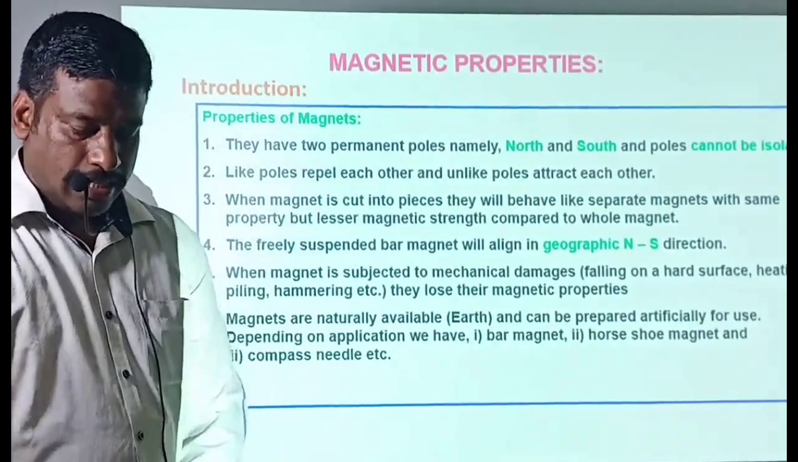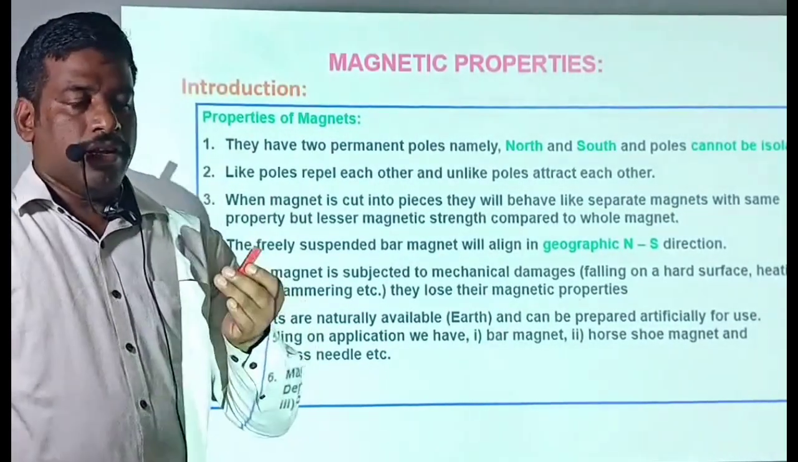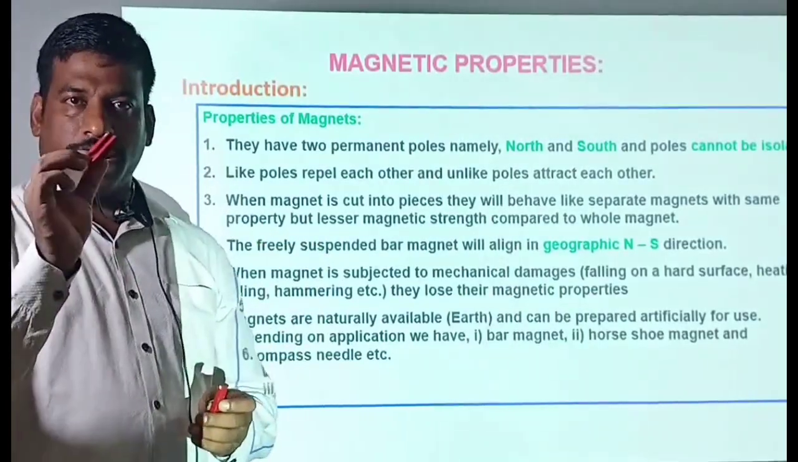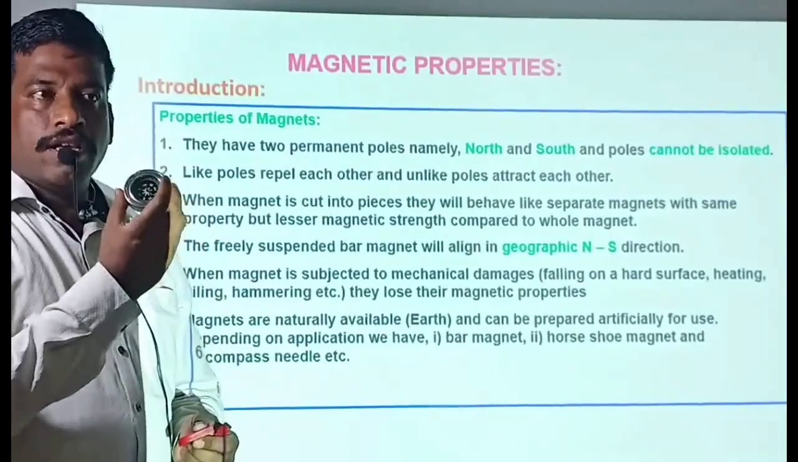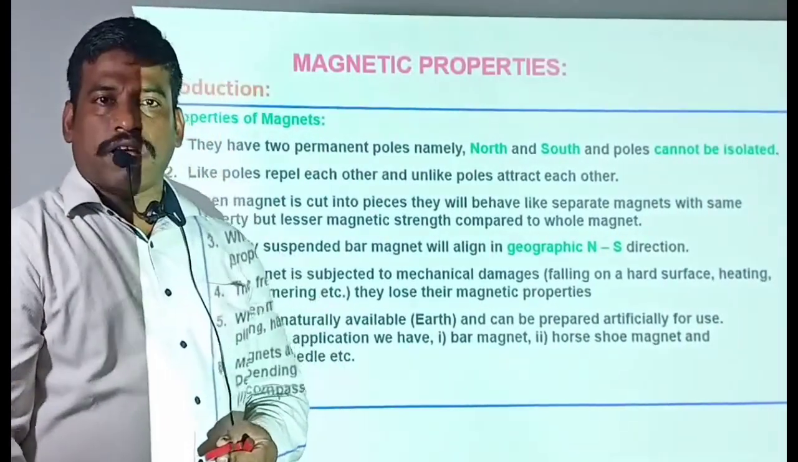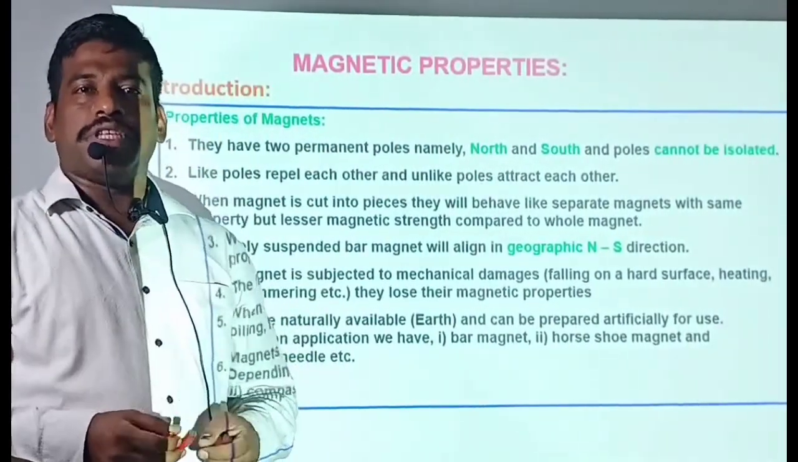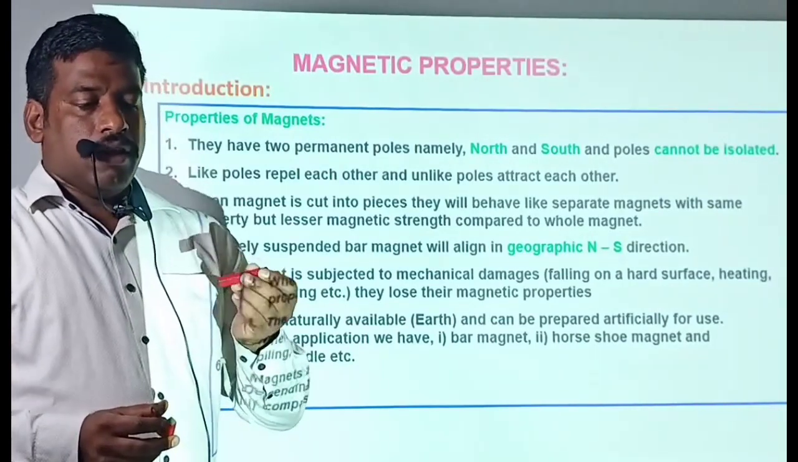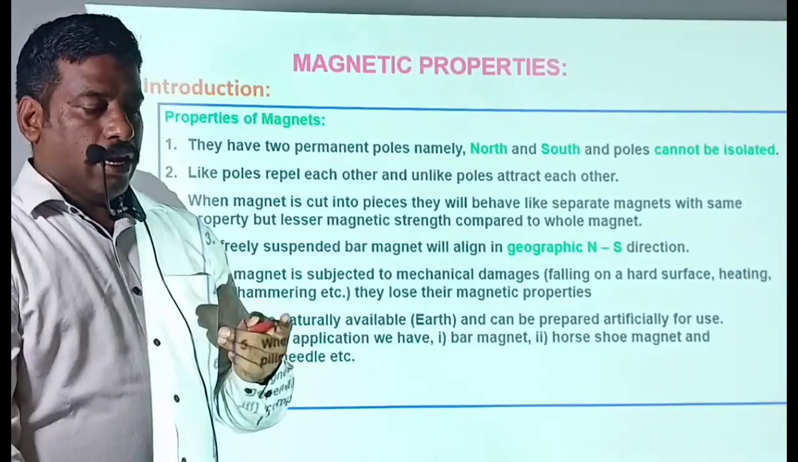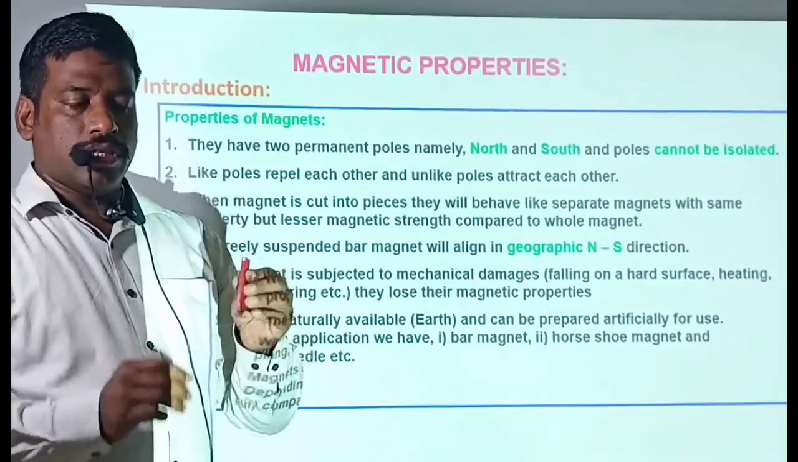Some of the magnets, such as one is a bar magnet, another one is an arch magnet, and another one is a compass needle. So these are the three different types of artificial magnets which we are using in our day-to-day life for different applications. This bar magnet, if I take it, is having two poles.